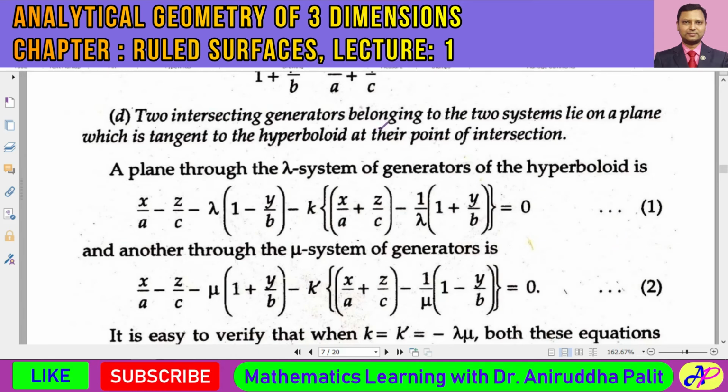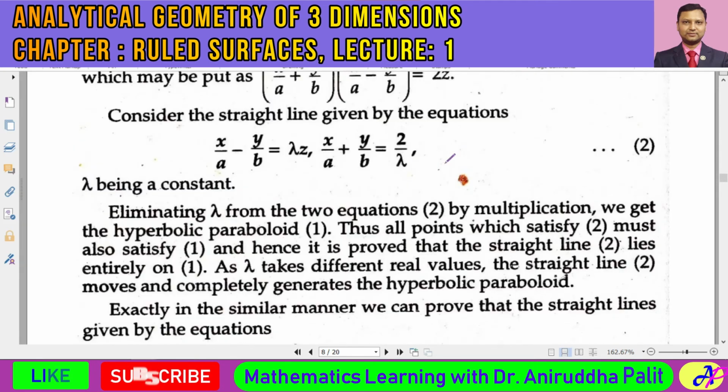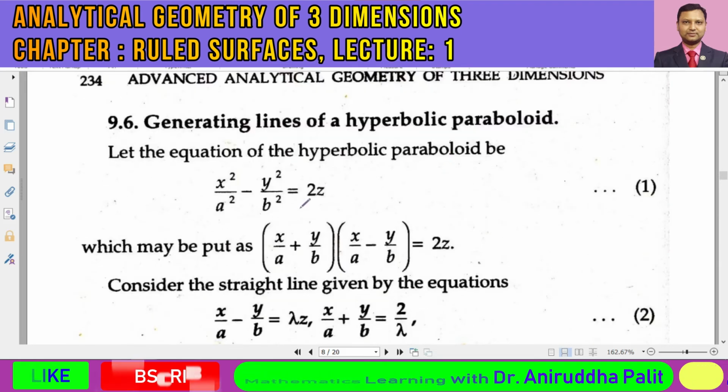And actually we have similar four results in case of generating lines of the elliptic parabola. Now just briefly, within 2 minutes, I would simply draw the equation of what we get, the hyperbolic parabola, like this. So you see, this is the equation of the hyperbolic parabola: x square by a square minus y square by b square is equal to twice z.